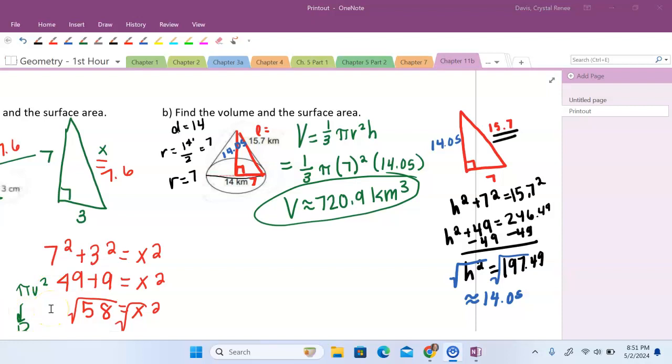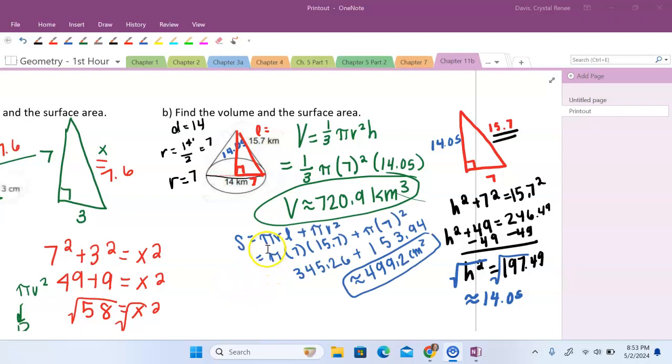All right, I want you to go ahead and pause this video and calculate the surface area on your own, and then unpause it, and we'll check each other. All right, so my surface area is pi r L plus pi r squared. Remember, pi r L is my lateral area, pi r squared is the area of my base. So pi times 7 times 15.7 plus pi times 7 squared. When you put that into your calculator, I got 499.2, so hopefully that's the same thing you guys got.